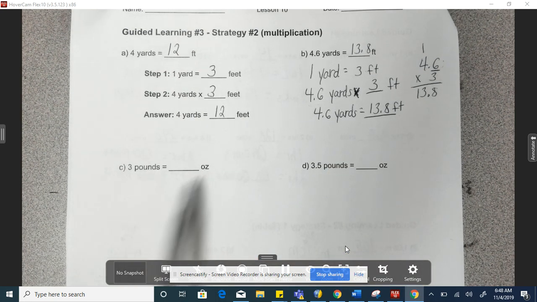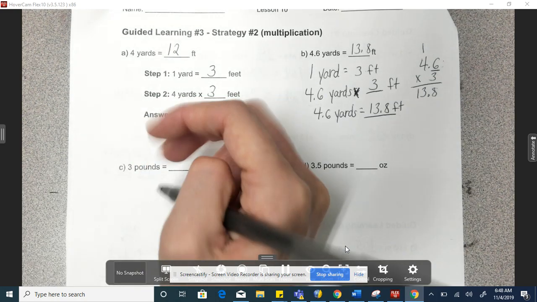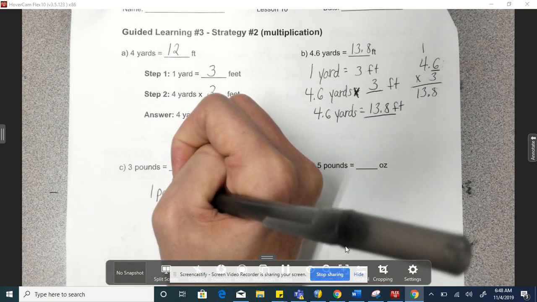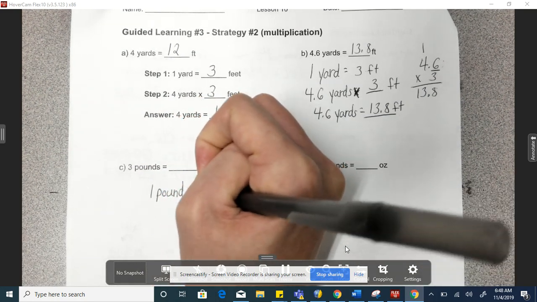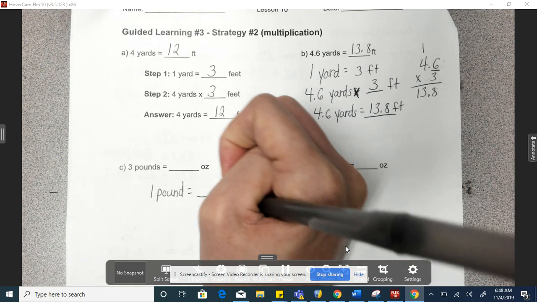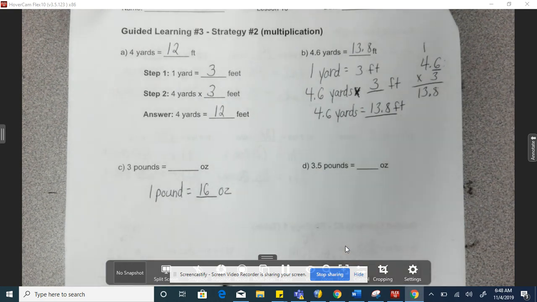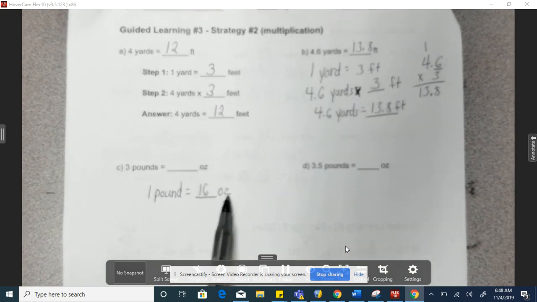Now let's try it with pounds to ounces. We know that for every pound, there's 16 ounces. So I'm going to start by writing that down. 1 pound, which can be abbreviated with LB, is the same as 16 ounces. Ounces is represented with OZ.